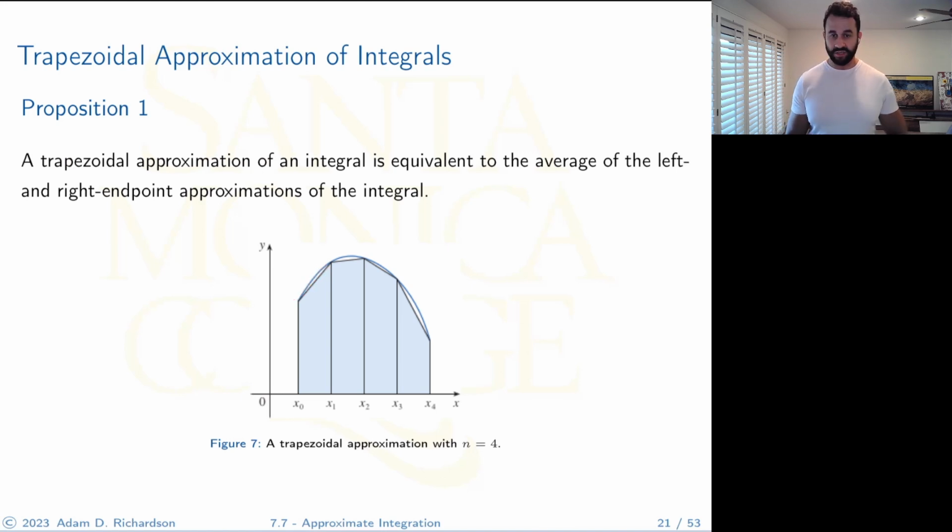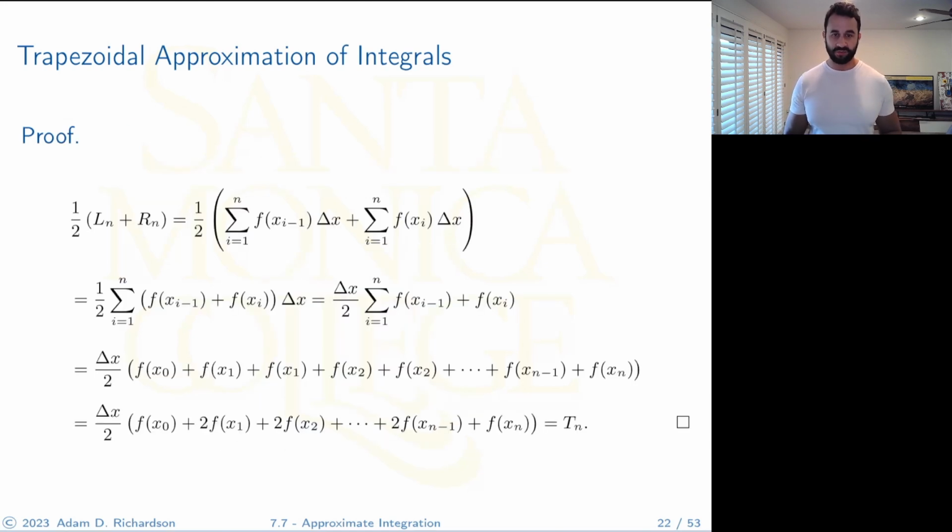But let's look at the algebra. Remember, a picture is not a proof. A picture is just good motivation. So let's look at the algebra. This right here is the average of those two approximations. Remember, Ln is the left endpoint approximation. Rn is the right endpoint approximation. There's two of these approximations, so the average is going to be these divided by 2. Just using the formulas for those approximations, we have that.